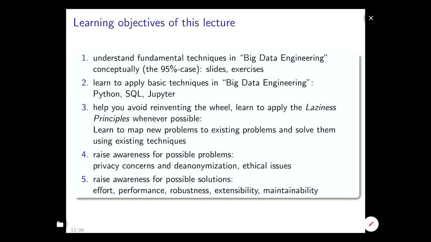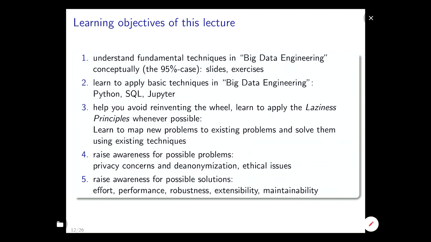Also part of the exercises may contain Jupyter notebooks that you should hand in. That will help you avoid reinventing the wheel. So you should learn to apply the laziness principle. Of course, there are many other things you should learn about the laziness principle throughout your studies, in other sub-areas of computer science that make you aware of certain tools and libraries. This is about databases, of course, and data management only.